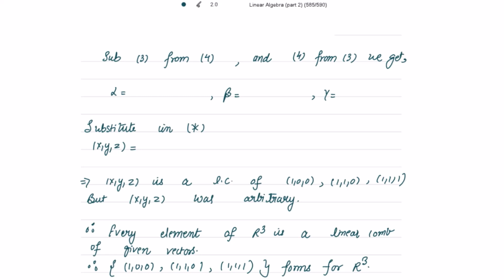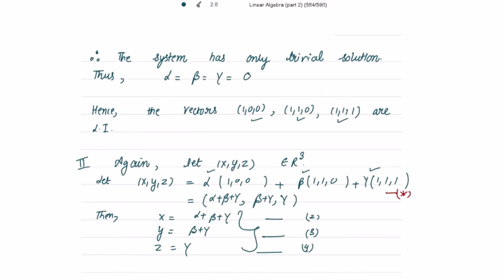Here I have written the format, how I have gotten the values of alpha, beta, gamma. So I've already written that. I have subtracted 3 from 4 and 4 from 3 to get alpha, beta, gamma, and I got my alpha to be x minus y and beta as y minus z and gamma is z. It is already known to us that gamma is z.